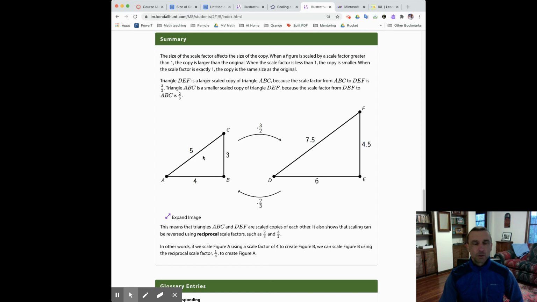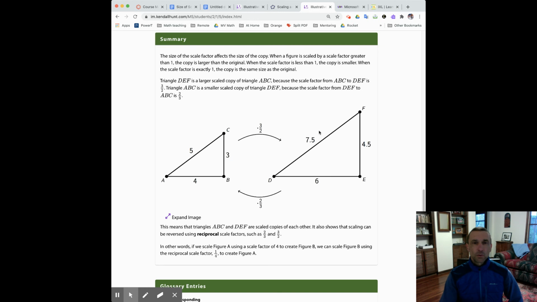Here's a smaller triangle. I'm multiplying it times a scale factor of 1.5, or 3/2, to get this larger version. So 5 times 3/2 is 7.5. 3 times 3/2 is 9/2, or 4.5. This length of 4 times 3/2 is 12/2, otherwise known as 6.